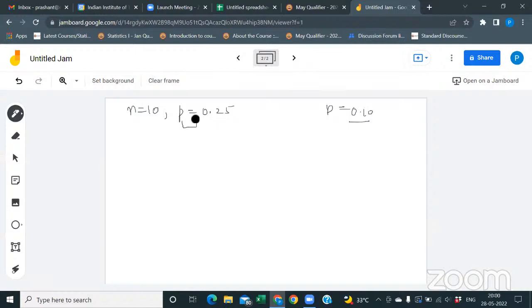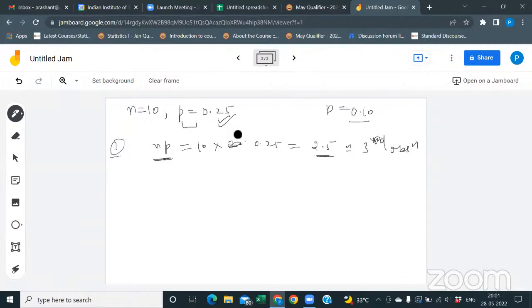The meaning of p is the percentile which you have to calculate. Now you know the method. First of all, you have to calculate np. np will be 10 into 0.25, which is 2.5. When your np is a fraction, a decimal, then you have to take the next highest integer. That means the third observation will be your 25th percentile.